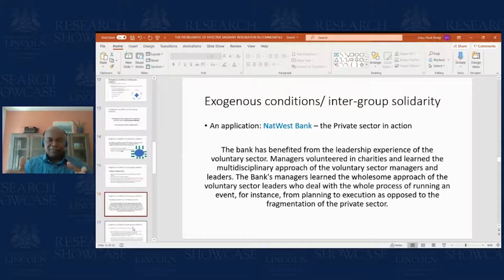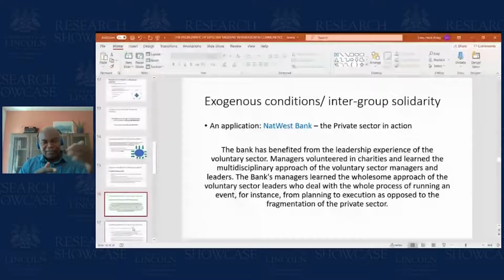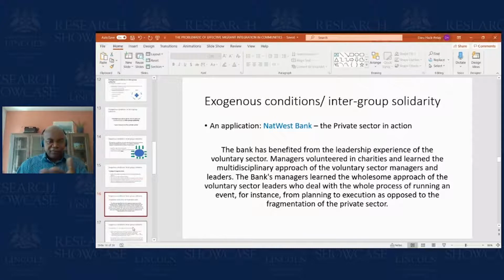So I've got a few examples here of exogenous conditions. In the early 1990s, a bank like the National Westminster Bank, for example, sent managers to community groups to help those groups to develop. But in return, those managers came back with some learning, because they learned about the hardship of the voluntary sector. Despite that hardship, the voluntary sector was really keen on advancing the work and enabling migrant integration.